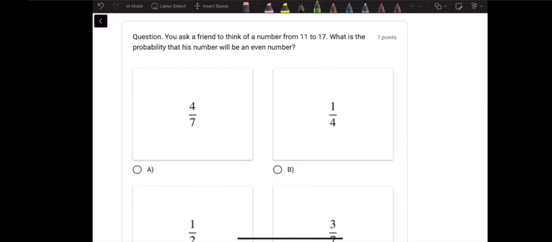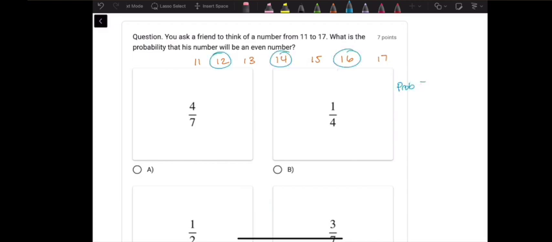Next one. You ask a friend to think of a number from 11 to 17. What is the probability that his number will be an even number? So very similar to our previous question. To give you a better idea, list out the numbers from 11 to 17. So we have 11, 12, 13, 14, 15, 16, 17. Now let's count how many numbers in that list are even. 12 is even, 14 is even, 16 is even.